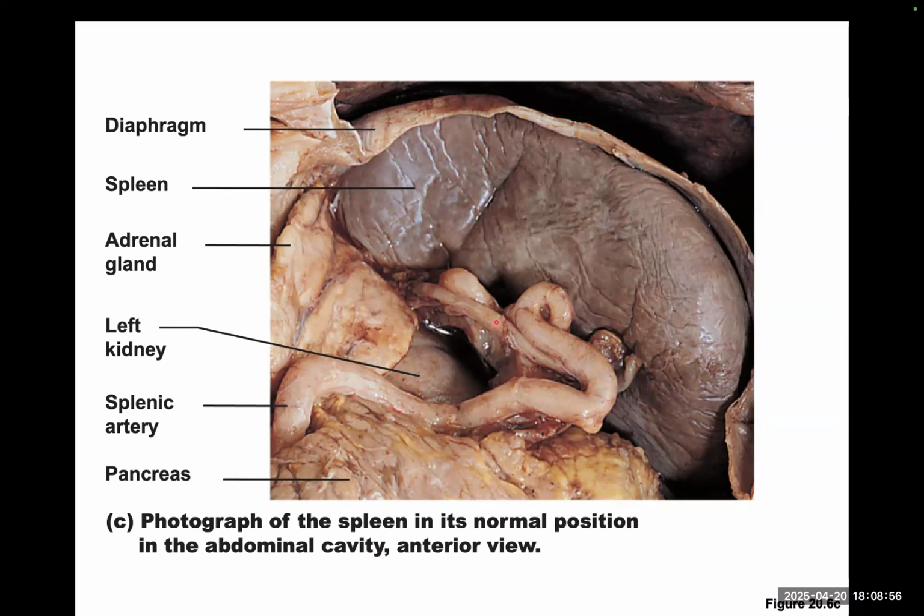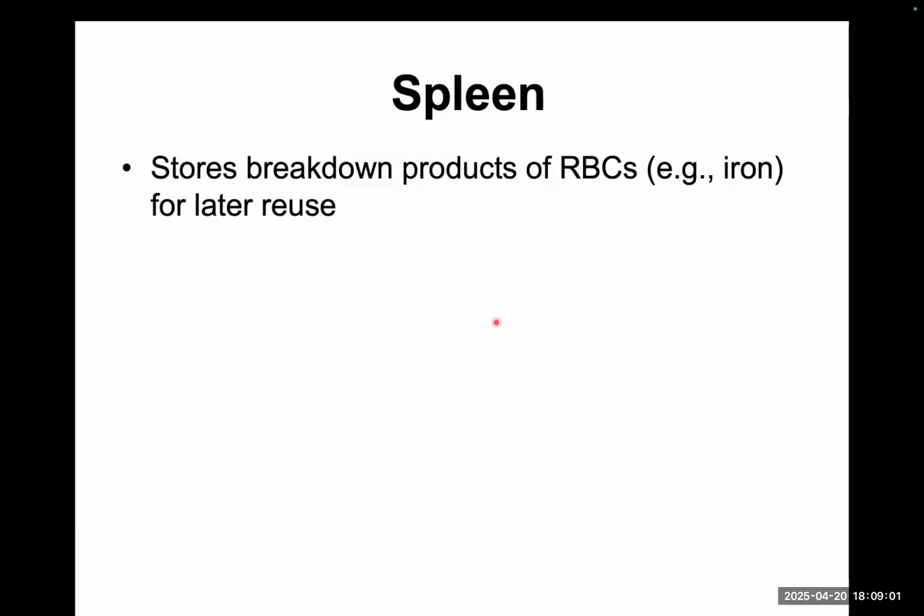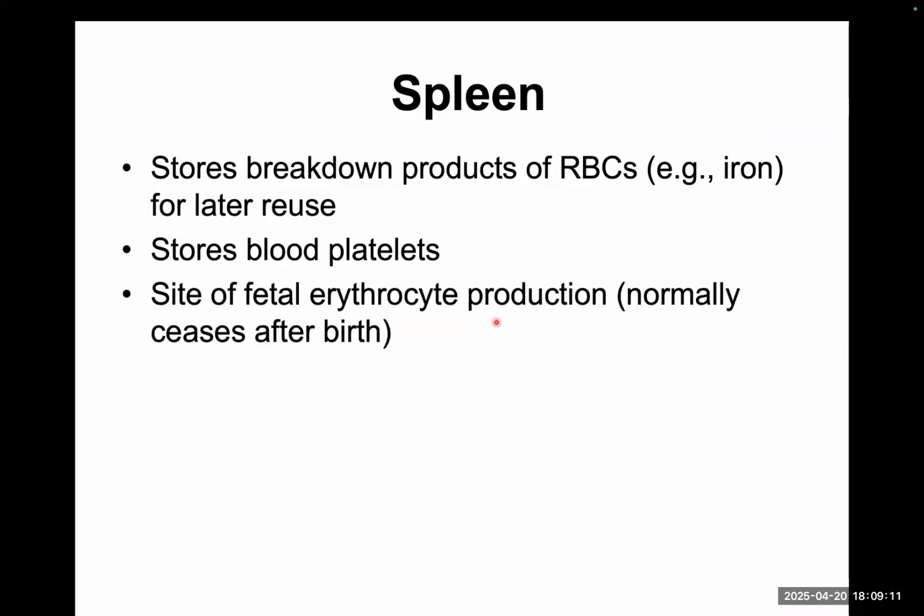So, a summary of all the functions of the spleen: it stores and breaks down erythrocytes for later reuse. It can store platelets, and it is a site of fetal erythrocyte production that normally ceases after birth. The fetus relies on bone marrow to make blood, but the spleen can also take over and produce some of the erythrocytes for the fetus.